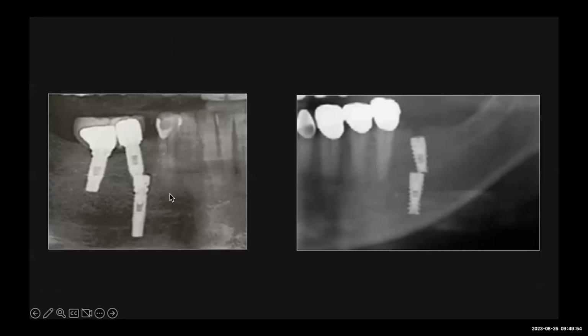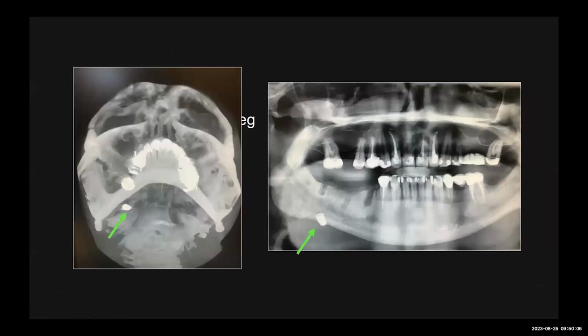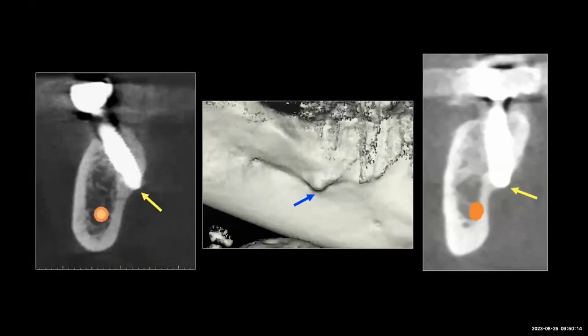Here are 2 cases from the literature. One where they left the implant, for whatever reason, I have no idea. Here's another one where they placed an implant, and instead of removing that, they placed another one on top of it. I don't understand that one either, but be very careful. Here's another one, implant placed, huge undercut, didn't know about it, went into the sublingual space. So the rule of thumb, I go back to, is never perforate.